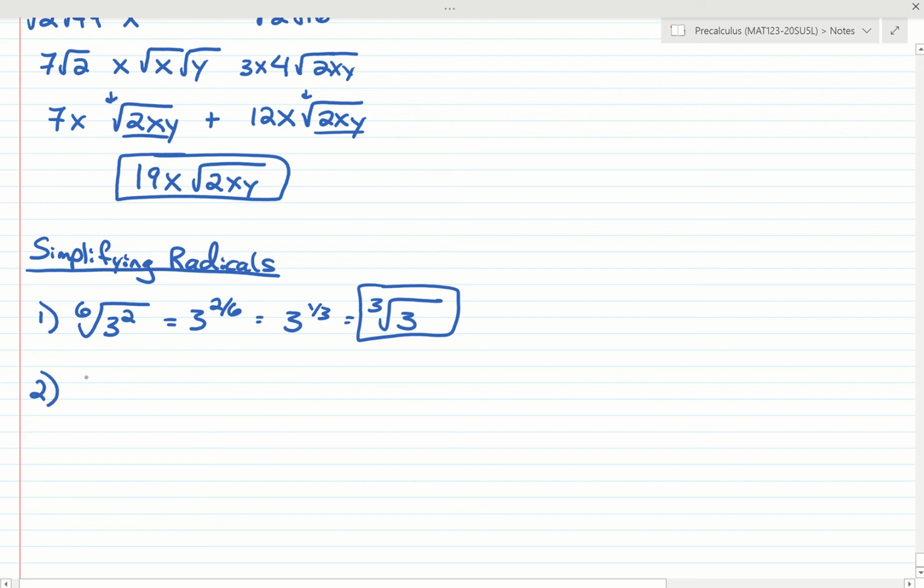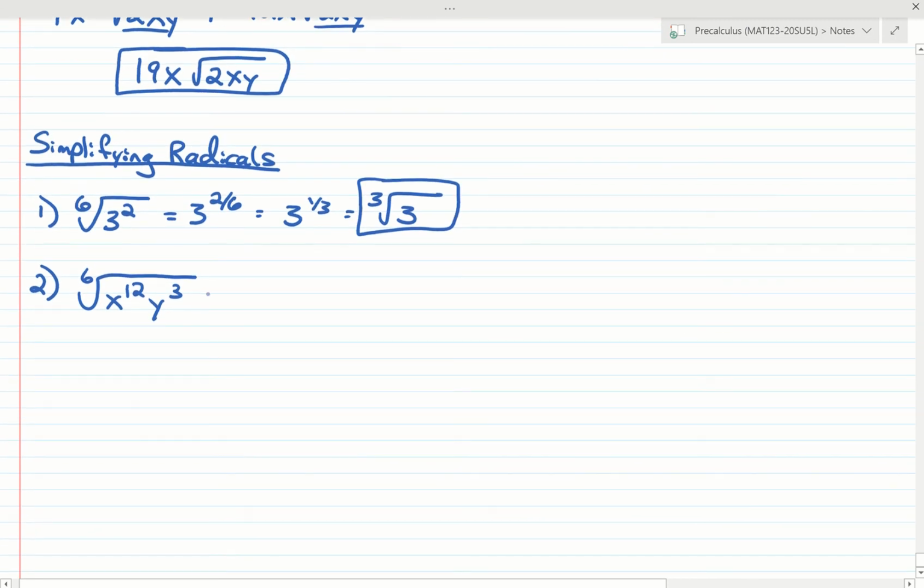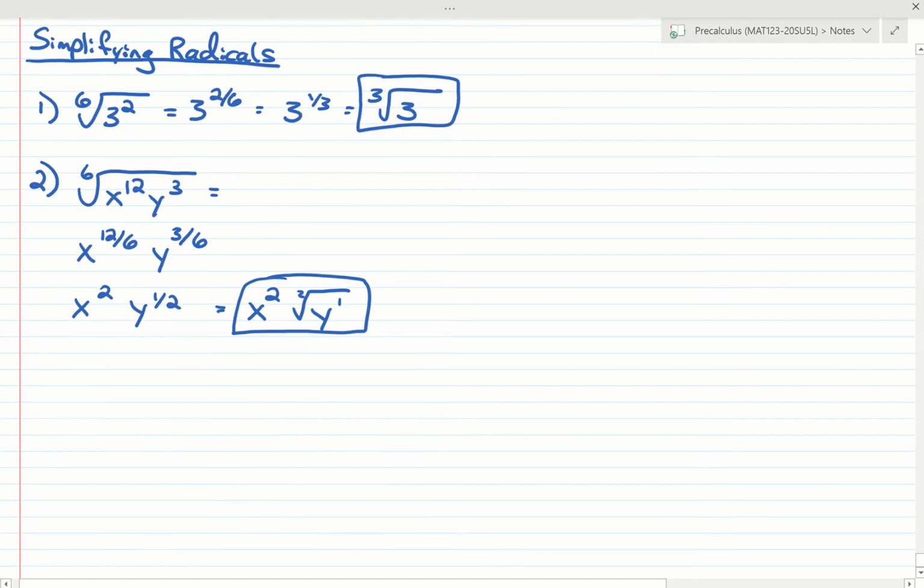So you could see that we use a lot of different properties, so it's important that you commit those to memory. What about the 6th root of x to the 12th, y to the 3rd? Okay, well, this is really just x to the 12 over 6, and this is y to the 3 over 6, which is x to the second, y to the 1/2, or x to the second times the 2nd root of y to the first. If you know your rules, you're fine.